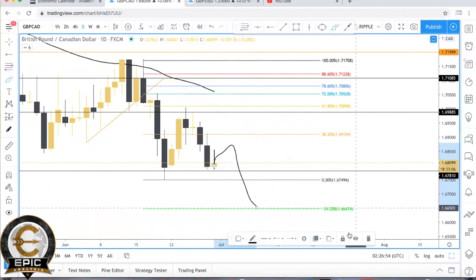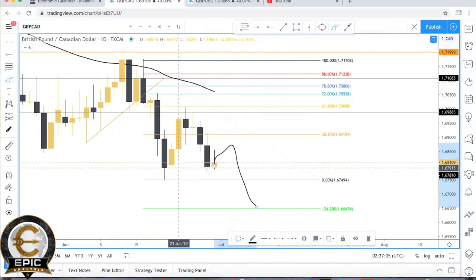Negative 24 aligns with 1.665. So overall, I could see the market coming anywhere between the 1.67 and 1.66 support level on GBP CAD. So I'm really going to be watching this pair this week and looking for those entries at those levels, and then I'm looking to swing it down towards the negative 24.